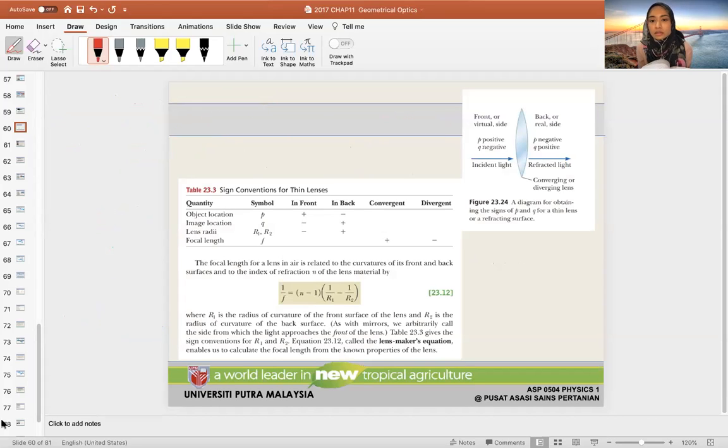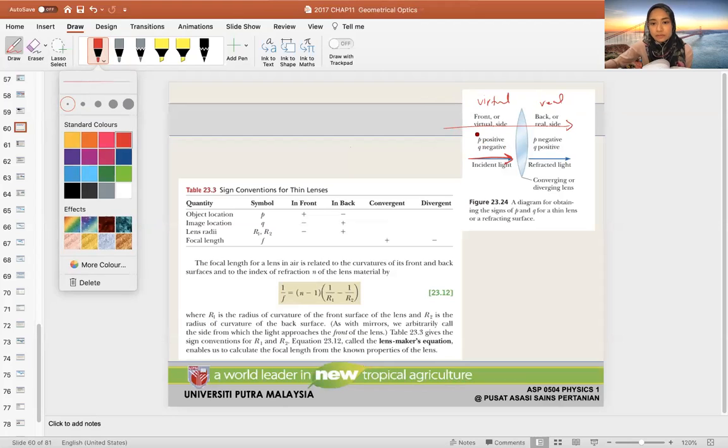Okay, so let's look at this diagram. I took it from your textbook just now. So here, this is the front because this is where your incident light is. This becomes your front or your real side because light passes through, right? So when it can pass through, this guy becomes the real, this guy becomes the virtual side.